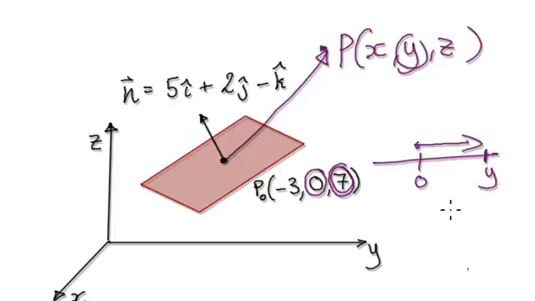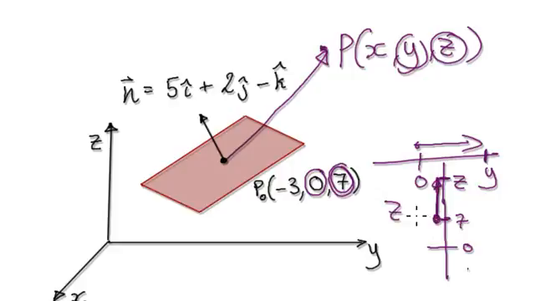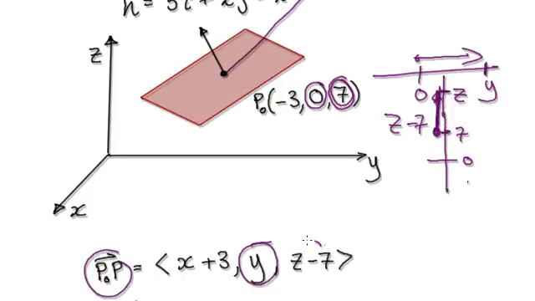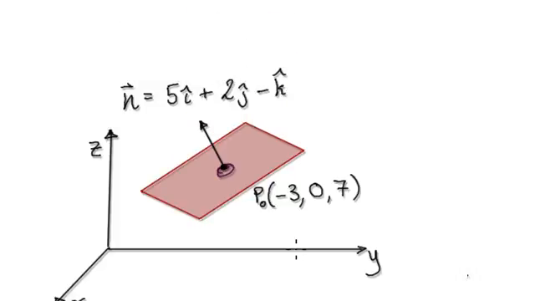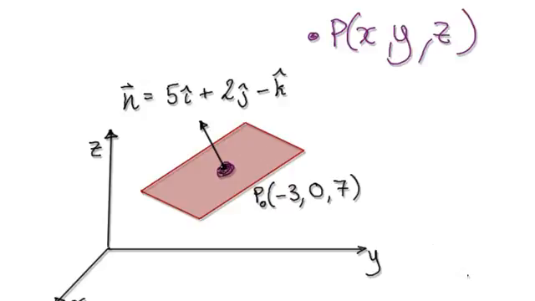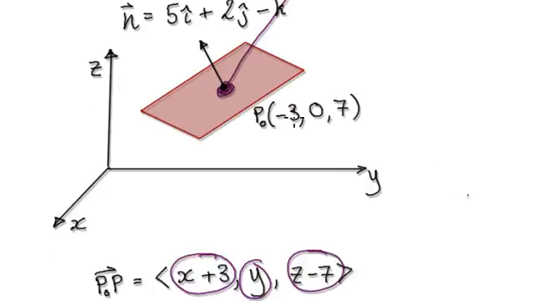And then in the z direction, we are currently at 7, and we need to get to the general point z. So we just need to travel the amount z take away 7. So the vector that takes us from our point here to our general point is x plus 3, y, and z take away 7. Our general point here is x, y, z.